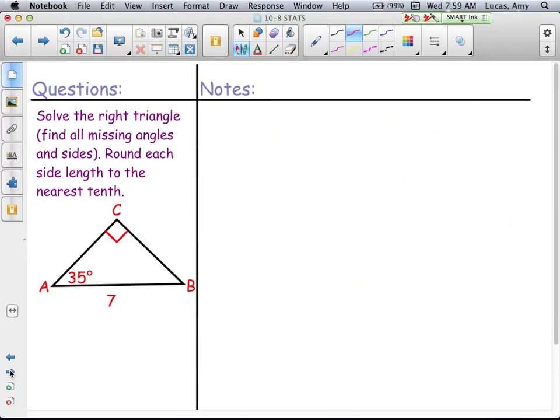Next problem, same thing. So start out with your angles. I've got 90 and 35, and I don't know B, but I know they have to add up to 180 degrees. So 180, if I take away 90 and 35, angle B is 55 degrees.